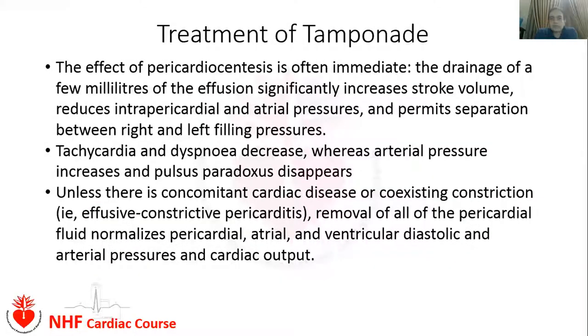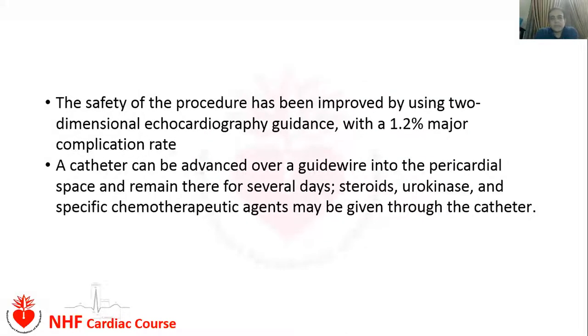The effect of pericardiocentesis is often immediate. A few millimeters of drainage of effusion significantly increases stroke volume, reduces intrapericardial and arterial pressure, and permits separation between right and left filling pressures. Tachycardia and dyspnea decrease, arterial pressure increases, and pulsus paradoxus disappears. The safety of this procedure has been improved by using two-dimensional echocardiography guidance, and the major complications are only 1.2%.